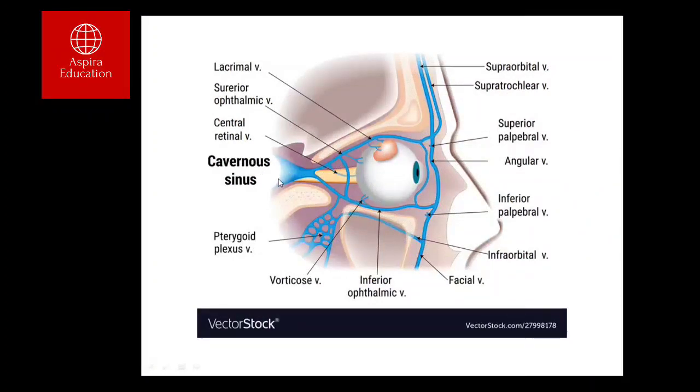So this is the cavernous sinus. We have the veins: supraorbital, supratrochlear, angular, all these veins. All these veins are connected with what is called the pterygoid plexus. This pterygoid plexus is a plexus present just behind the maxillary bone, the maxillary sinus, and you can see that it is connected with the cavernous sinus. So any infection in the lower part of the nose or upper lip can get into the pterygoid plexus and get into the cavernous sinus.